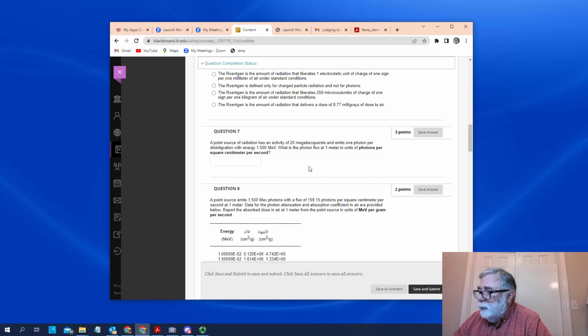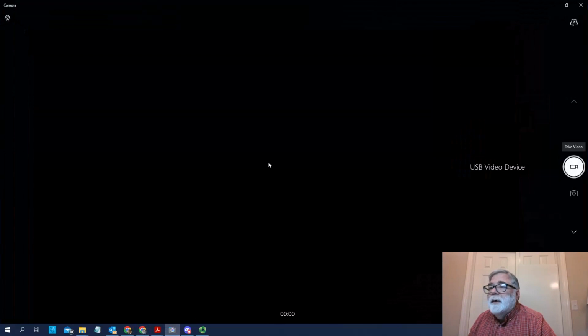R is 1 meter. So 2 times 10 to the 7th divided by 4 pi. And this is in units of per centimeter, 100 centimeters squared. That will give us units of per square centimeter per second. So that's going to be right. Let's get our calculator out here. I didn't change the screen to show you my calculations. So let's get to it here. There we go.